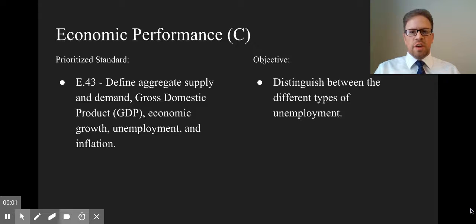Hello, this is Economic Performance, Section C, Unemployment. Our prioritized standard is Economic Standard 43. Objectively, you'll be able to distinguish between the different types of unemployment.